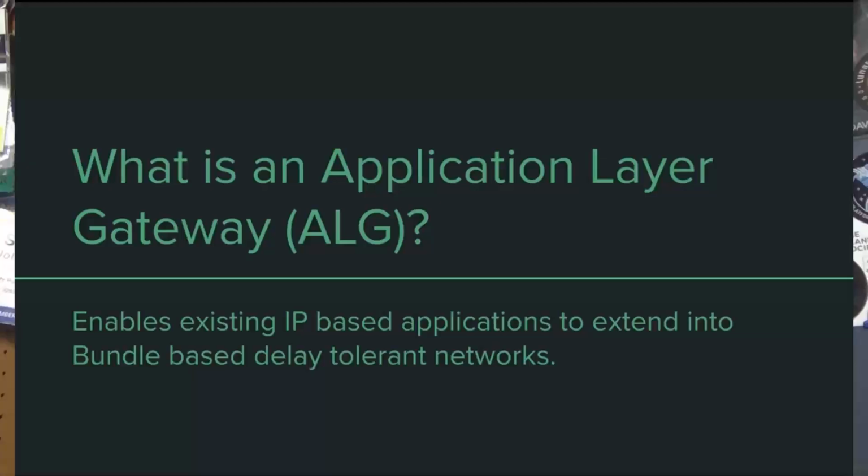So, what is an application layer gateway? An application layer gateway is the component that puts the internet in solar system internet, if I may be so bold. It allows interoperability between existing IP-based services like web, email, SSH, and similar applications, with both remote IP networks that may exist on other worlds or on spacecraft, as well as bundle-only endpoints in the deep space solar system internet network.